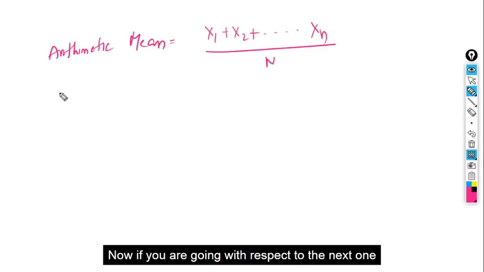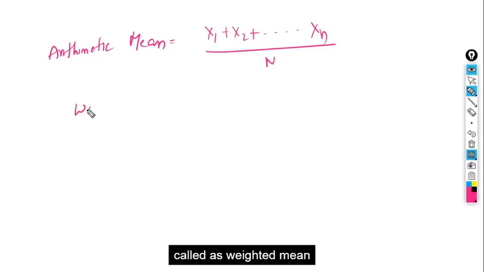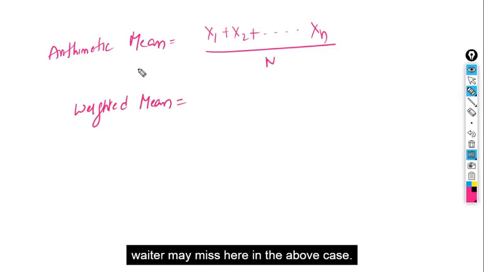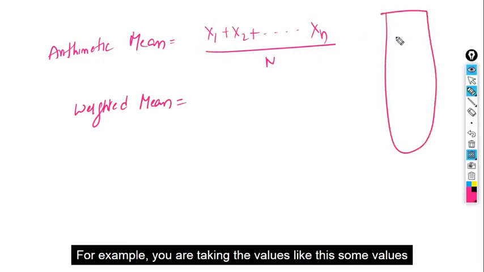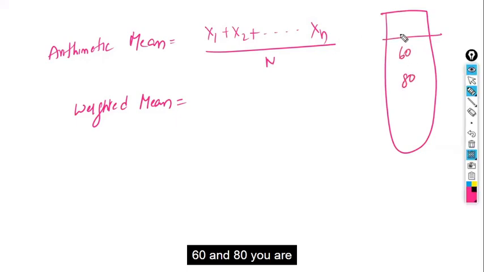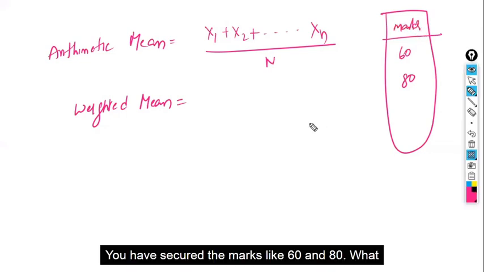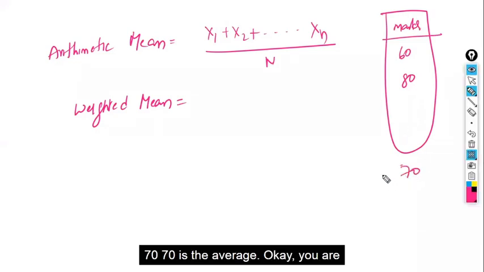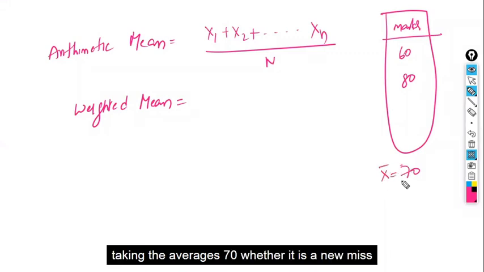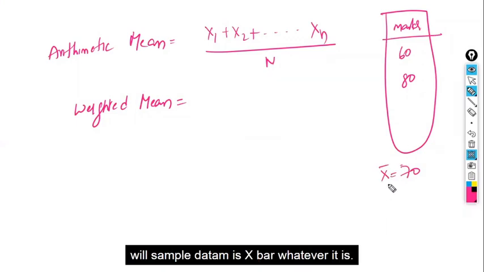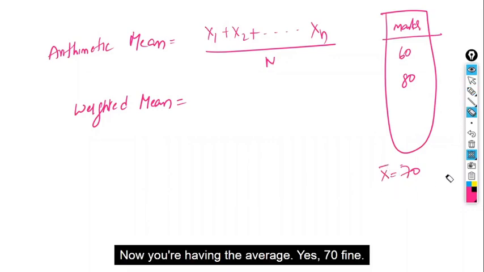Now, the next one is called the weighted mean. Weighted mean means, for example, in the above case, you are taking values like 60 and 80. These are the marks. You have secured marks like 60 and 80. What is the average mark? 70. 70 is the average. Whether it is mu or x bar, mu for population data and x bar for sample data, whatever it is, you now have the average as 70.